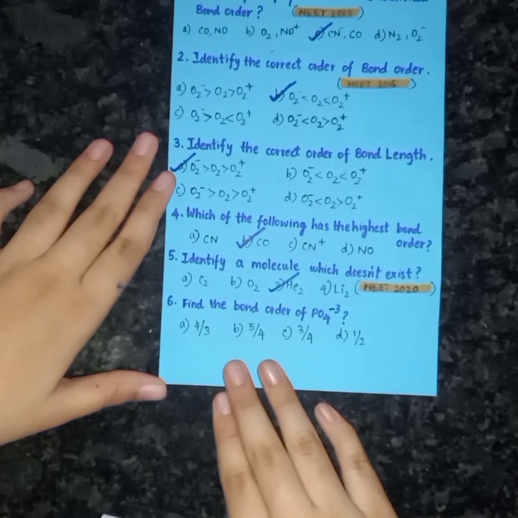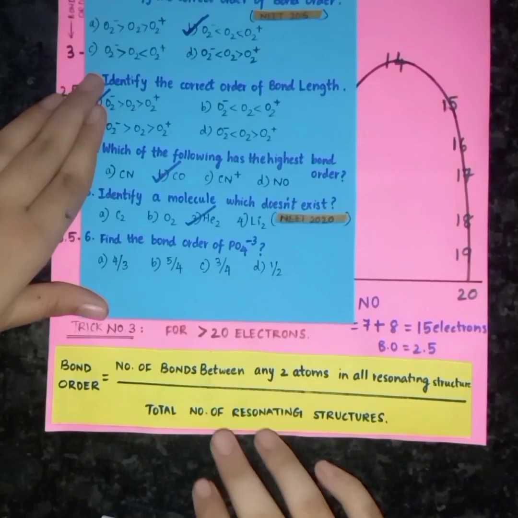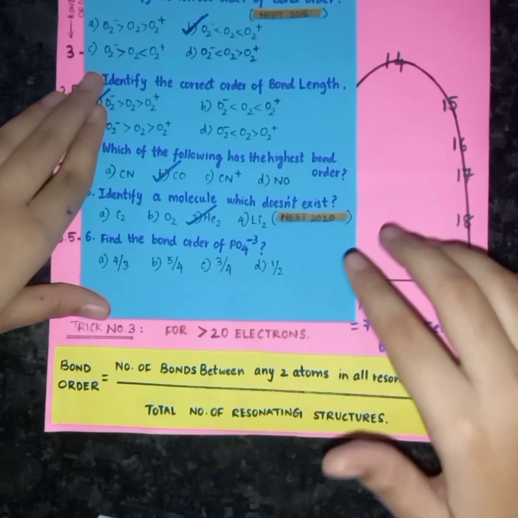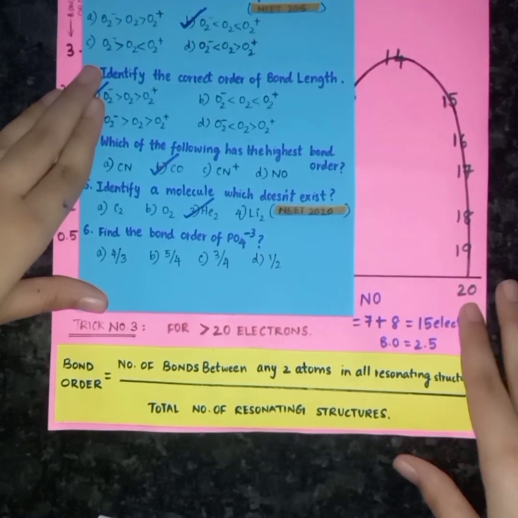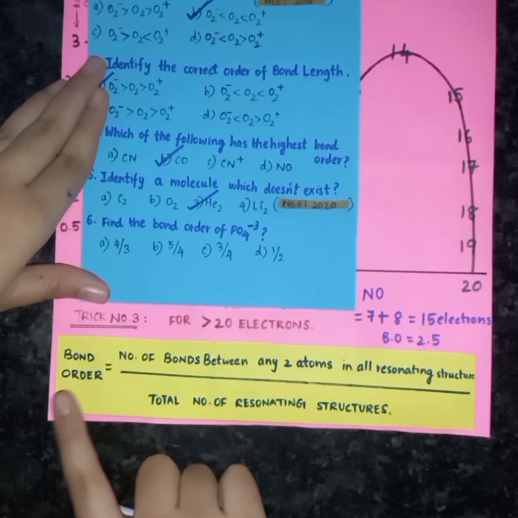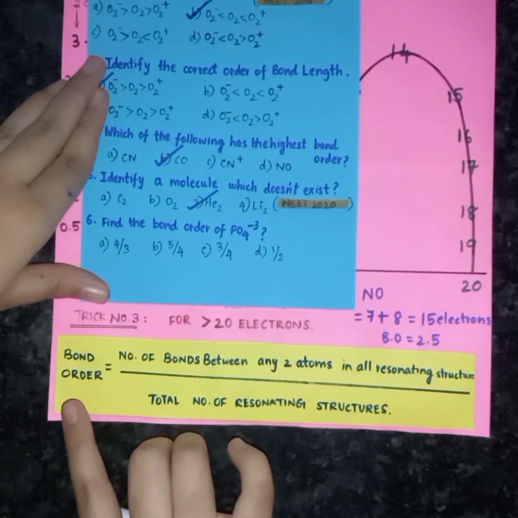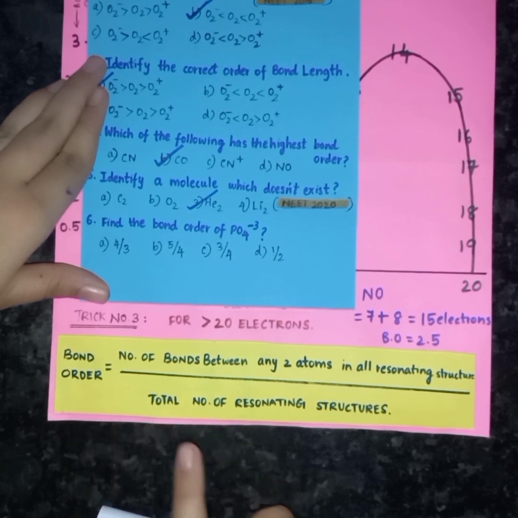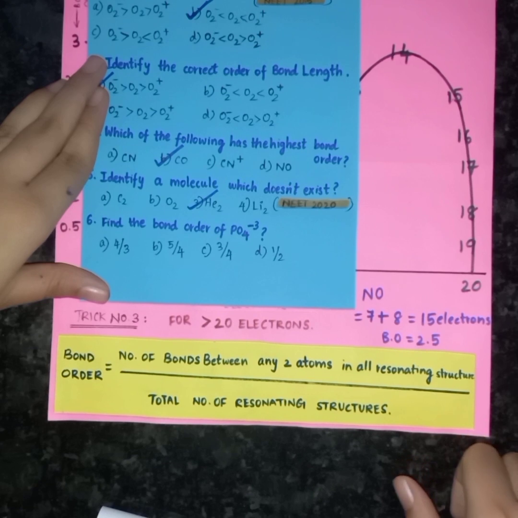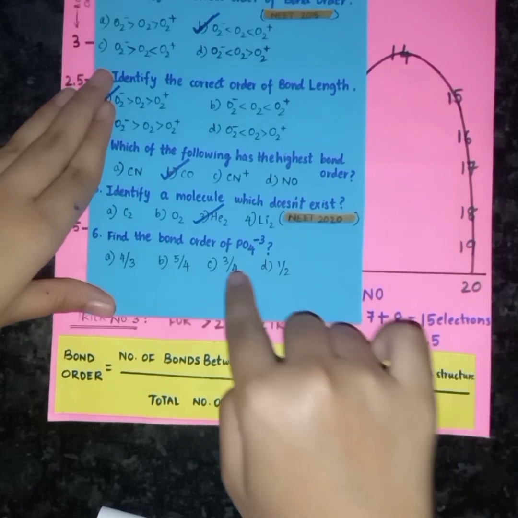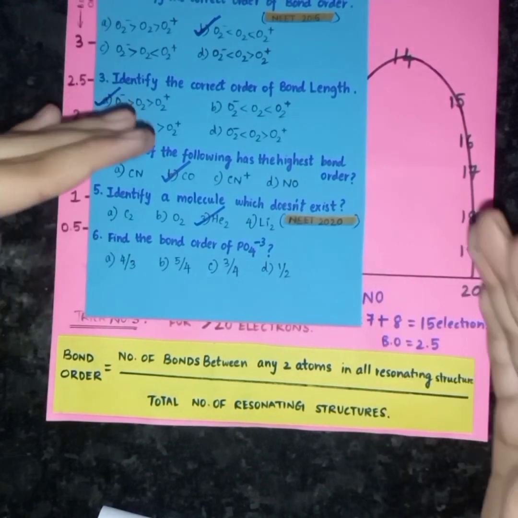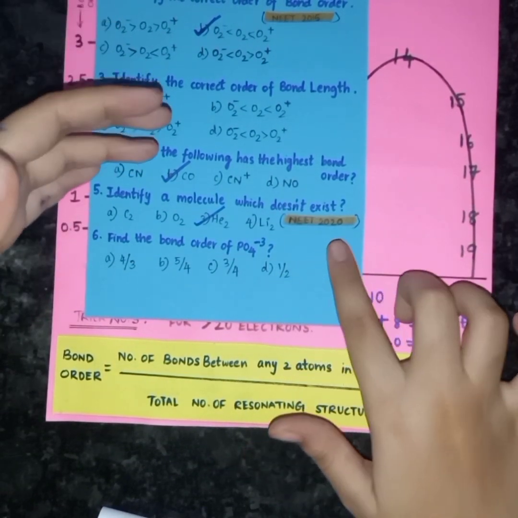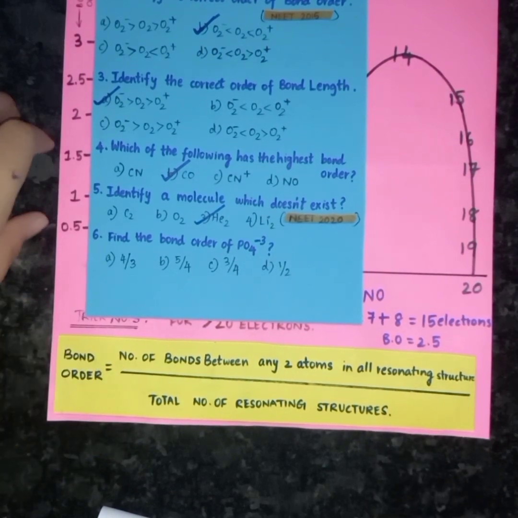Sixth question. Find the bond order of PO4 3- molecule. PO4 3- molecule is having greater than 20 electrons. We are using the trick number 3. What is the formula to calculate bond order? Bond order is equal to number of bonds between any 2 atoms in all the resonating structures by total number of resonating structures. To find the bond order of PO4 3-, first of all we have to draw the resonating structures of PO4 3-.